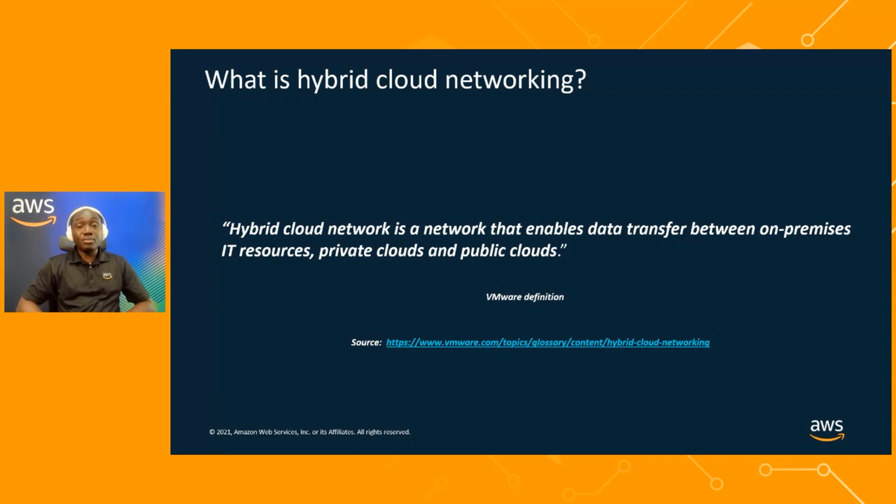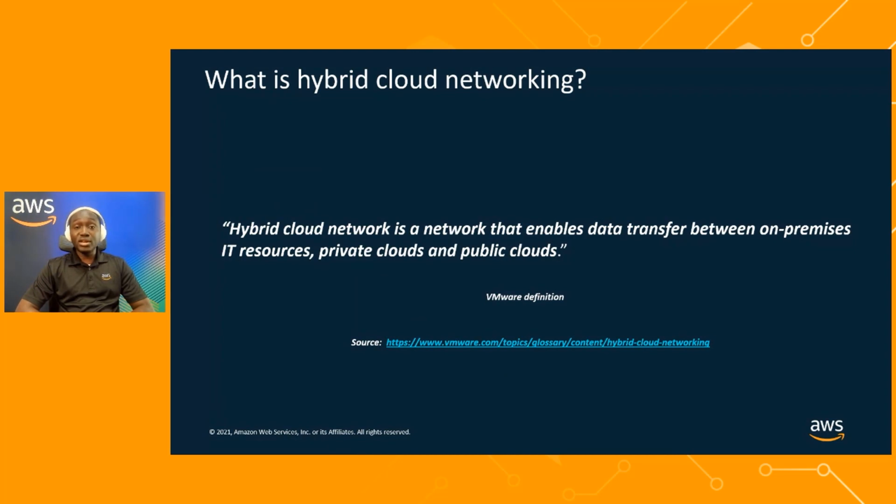Now, how are customers and partners today doing this from on-premises to VMware Cloud on AWS? Some customers are using VPN, which is virtual private networks, to do this connectivity. But VPNs have their limitations and the issues they come with.